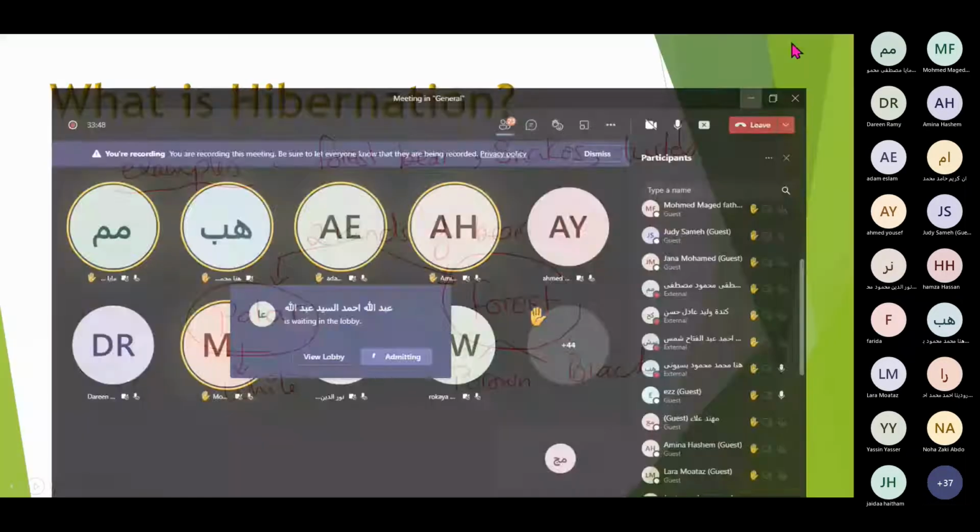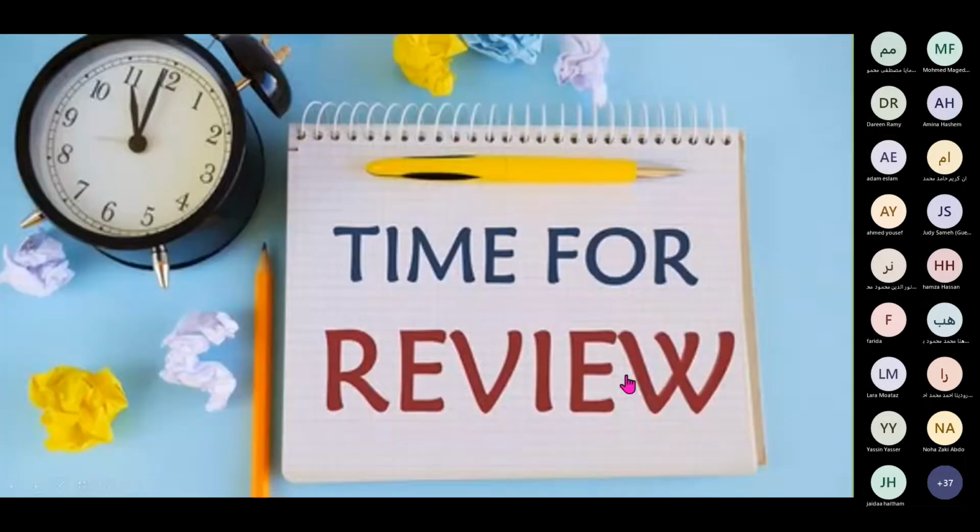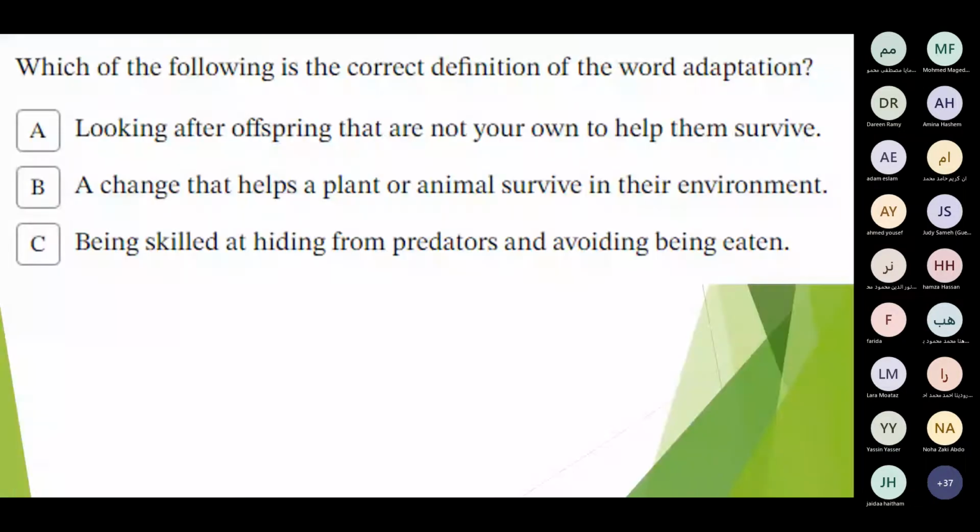Okay, let's go further. Now it's time for review. Now we are going to revise what we have covered from the beginning of the sessions. We have nice questions. Let's start. Now who's going to start? Hannah. Okay? Which of the following is the correct definition of the word adaptation? Can you please read it?